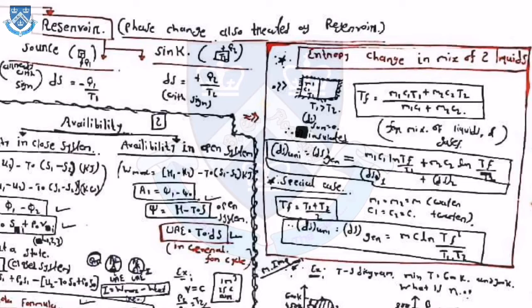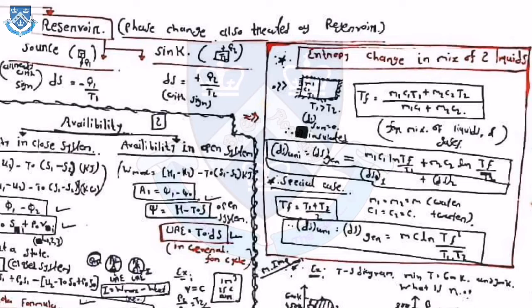Then entropy change in a mixture of two liquids. If there is a system given like this which is isolated and T1 is greater than T2, then T final is equal to M1C1 T1 plus M2C2 T2 upon M1C1 plus M2C2, for a mixture of two liquids and gases. Then ds of universe is equal to ds generation is equal to M1C1 ln Tf by T1 plus M2C2 ln Tf by T2, that is also ds1 plus ds2.